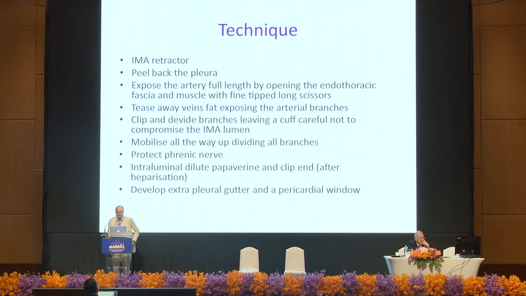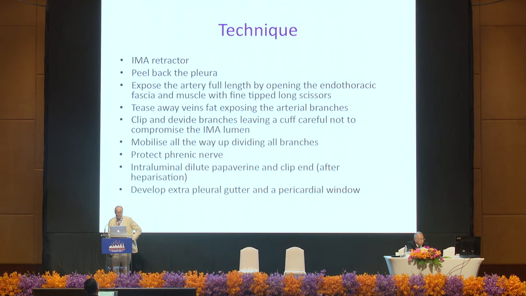So what's the technique? Well, use an internal mammary artery retractor, peel back the pleura, try to keep it intact, expose the artery the full length by opening up the endothoracic fascia and muscle with very fine-tipped long scissors. Tease away the veins and the fat, exposing the arterial branches. Clip and divide the branches, leaving a cuff long enough, careful not to compromise the IMA lumen, and not too short that there's an issue with the clip coming off inadvertently.